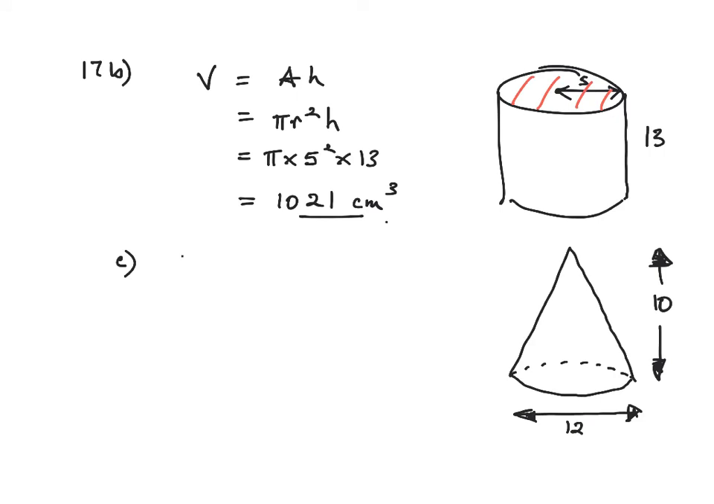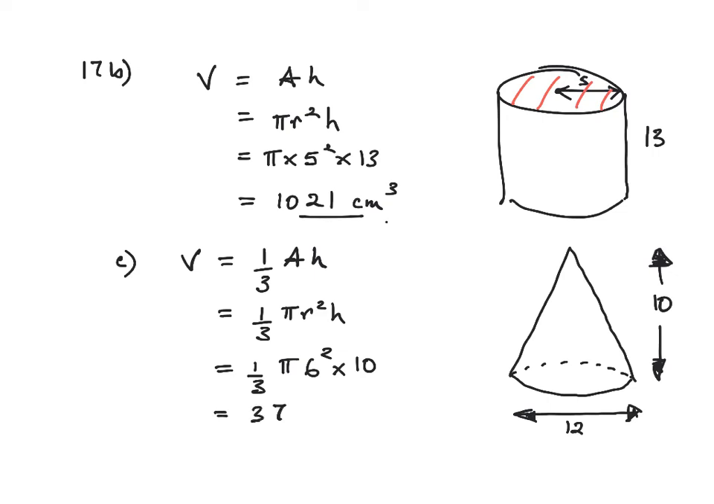This is part C, a cone. 1/3 of the area of the base times the height, so it's similar to the formula that we used in part B, but not the same. Pi r squared h. Now be careful, the radius of the circular base is 6, 1/2 of 12. The answer we get is 377 centimetres cubed.